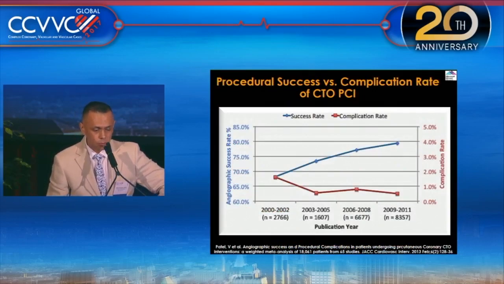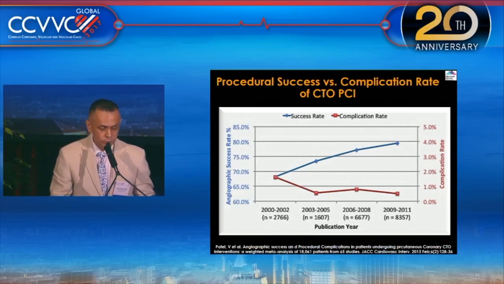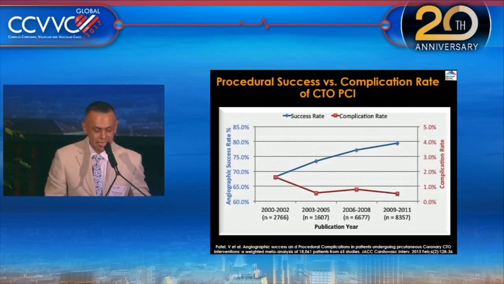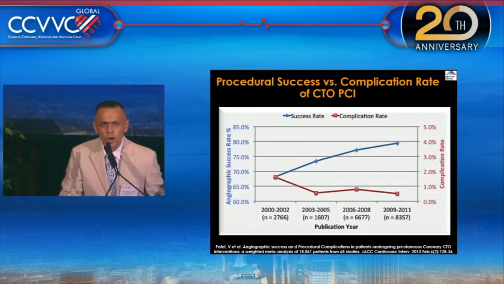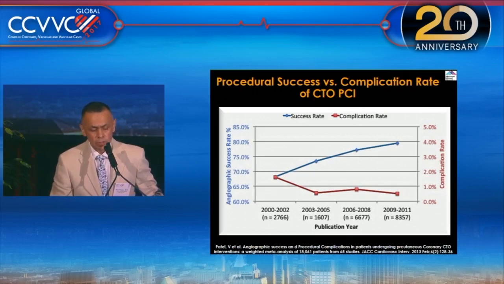Again, we go back to the evolution, not just in CTOs, but in the whole interventional cardiology field. And you see from 2000 to 2010, as you move along, the success rate keeps going higher and the complications keep going lower. Why? Because of the newer equipment, better wires, better catheters, also better trained nurses and techs, I think.